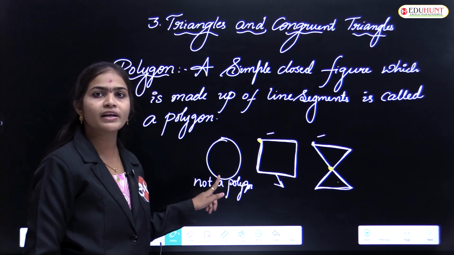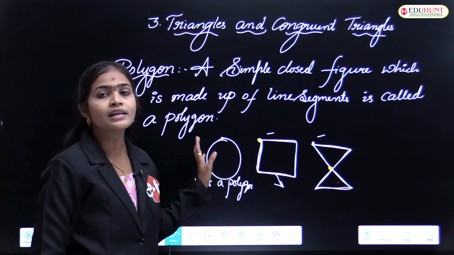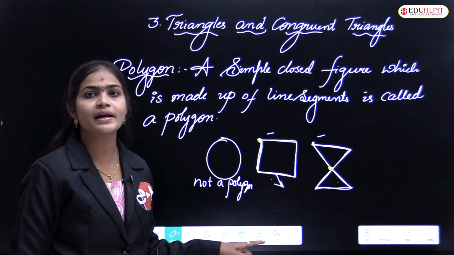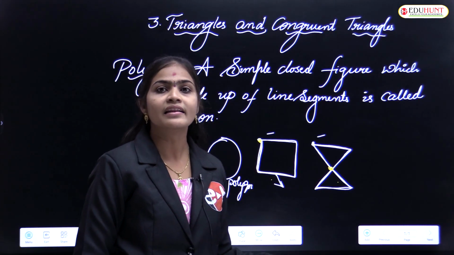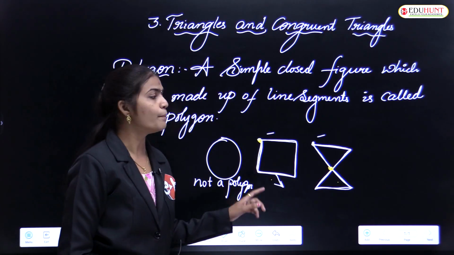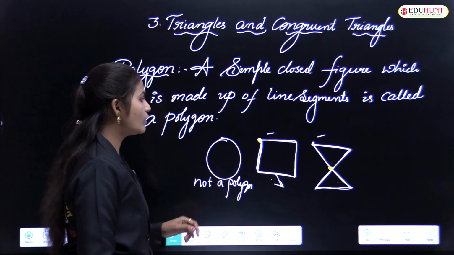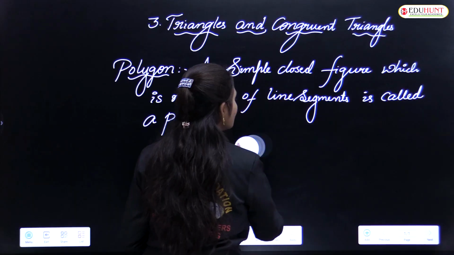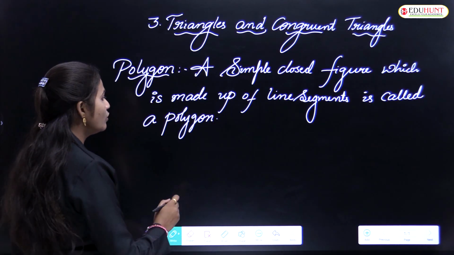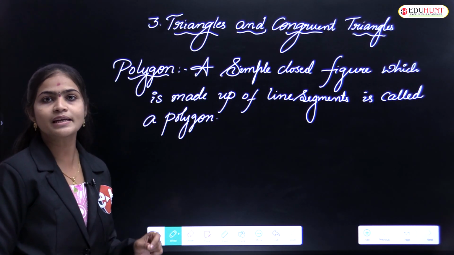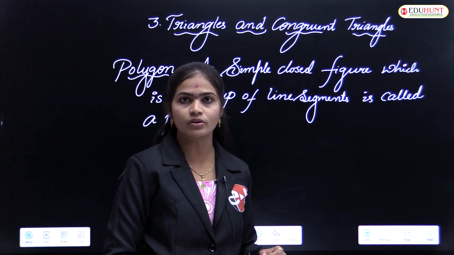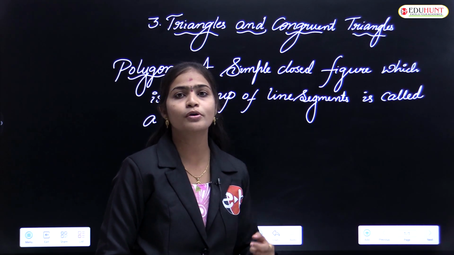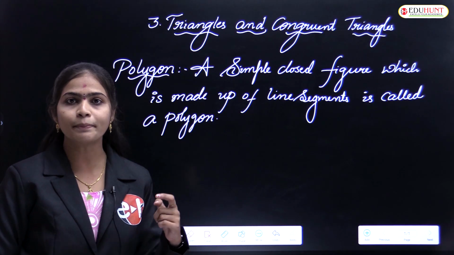This is a closed figure but not a polygon. Okay, so polygon means what? A simple closed figure which is made up of line segments. Then we will call that one a polygon. Okay, so here a polygon has line segments, no. So what is the minimum number of line segments required to make a polygon? How many line segments are required?